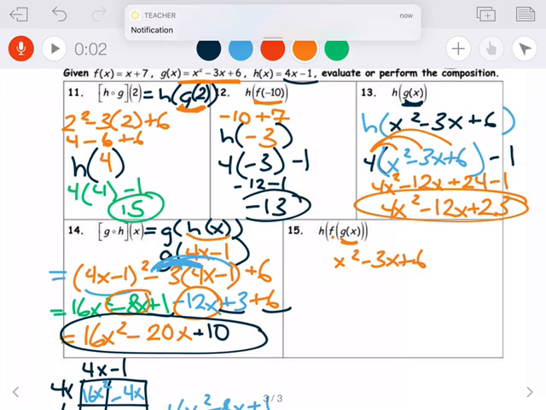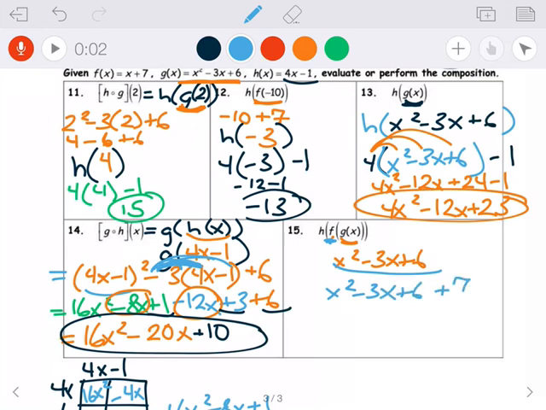I'm going to take that to the next letter outside, which is f. So I'm going to take that to function f. So put this in place of x in function f. So you'll have x squared minus 3x plus 6, and then it says plus 7. So let's go ahead and combine like terms to simplify that. Combine 6 and 7 to get 13. Then I'm going to take this to the final letter, which is h. So now I'm going to take this to h of x, put this in place of x, where I'll have 4 times x squared minus 3x plus 13, and then it says minus 1.